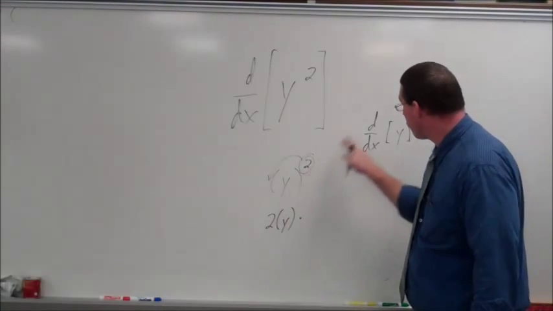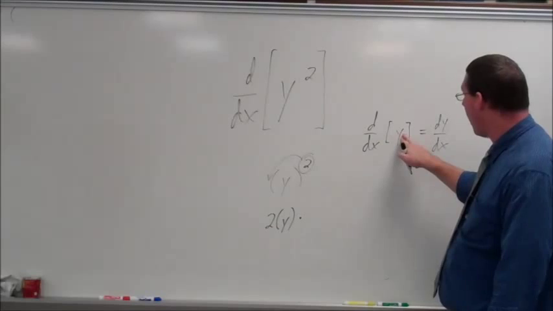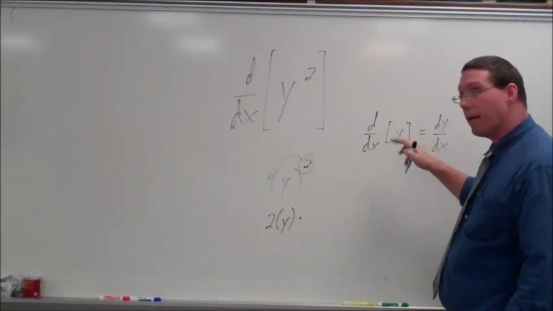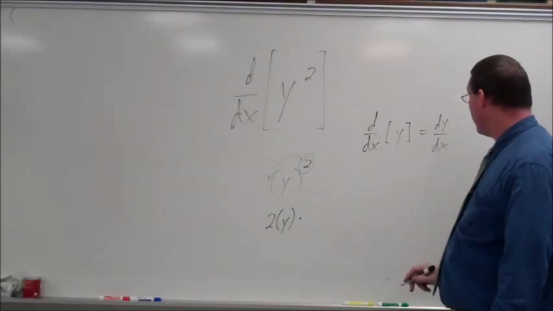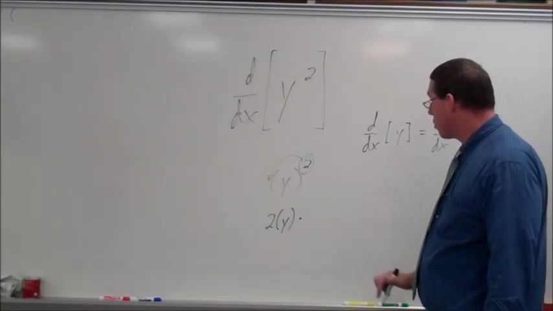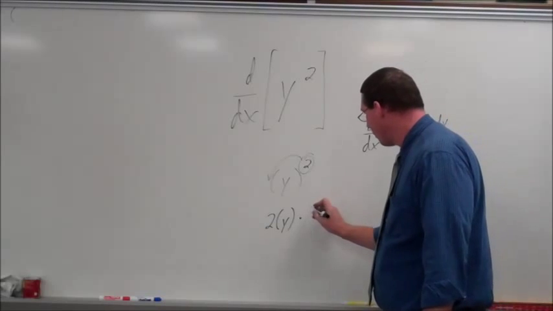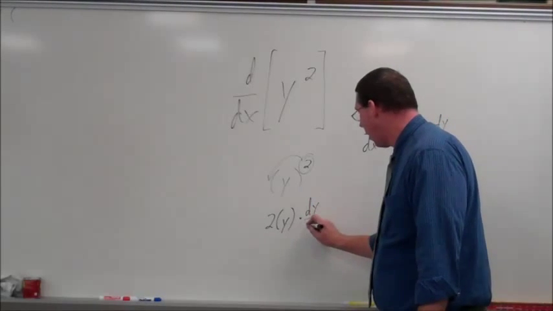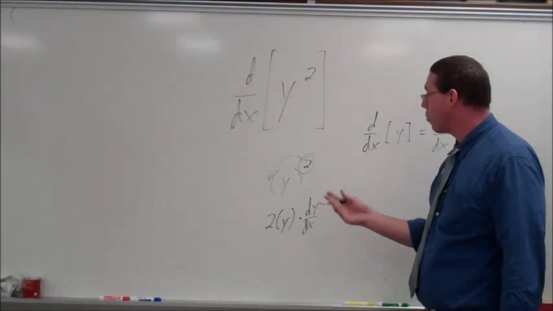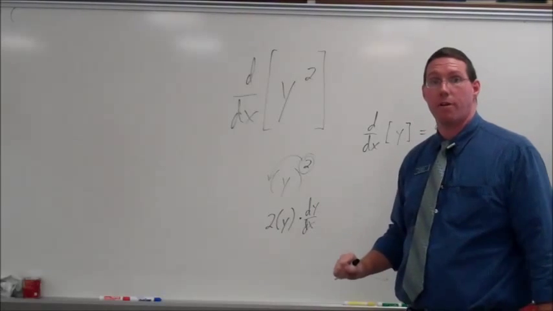So when we do the derivative of the inside, the derivative of the inside, y, is dy dx. And so when we do the chain rule, we do the derivative of the outside times the derivative of the inside, which is dy dx. And that's where that dy dx comes from.